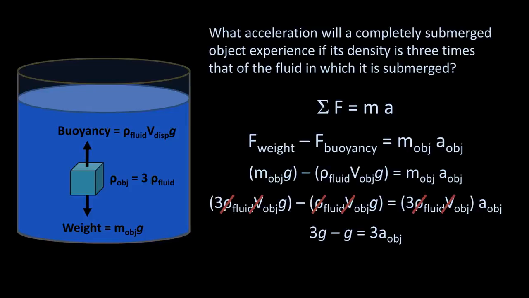Solving for a, we find that it's 2/3 g, and of course g is a constant that's equal to 9.8 meters per second squared, which results in an acceleration of 6.5 meters per second squared. This solution is interesting because it highlights that the acceleration of a submerged object is only dependent upon the relative densities between the fluid and object, and is independent of the object's mass and volume.